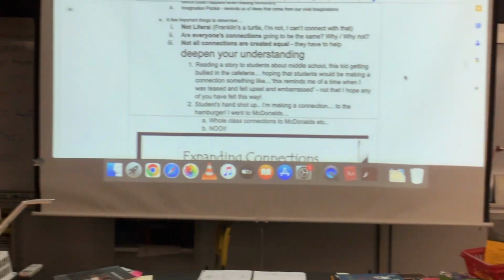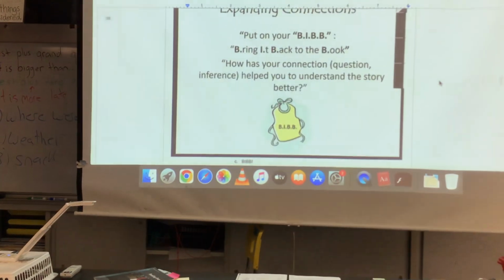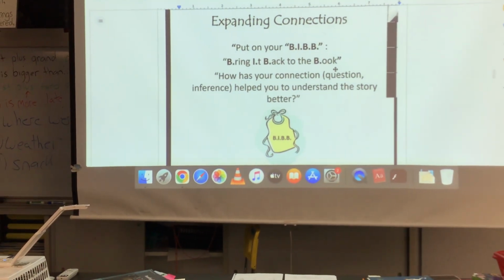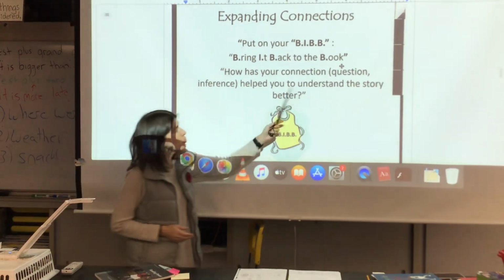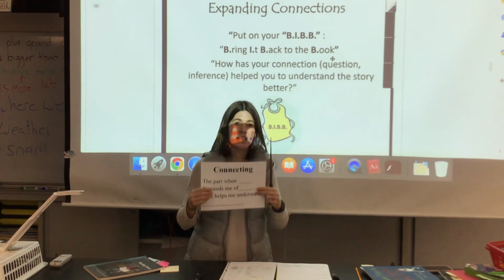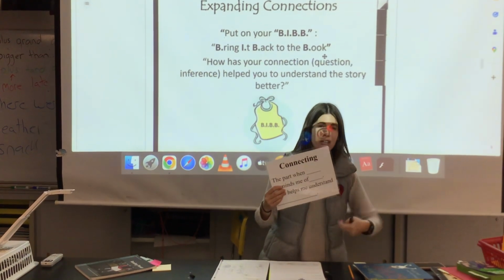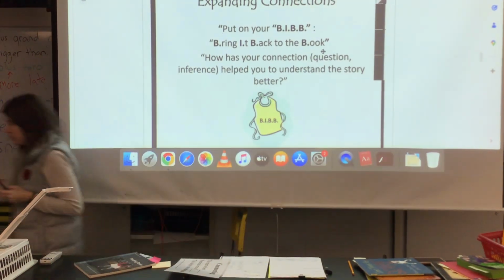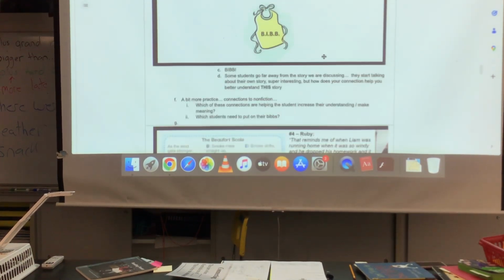So then she came up with this idea of putting on your bib. Bring it back to the book. How has this connection helped you understand the story? And that's why I always make them say this. How did you feel in that moment? So how do you think the character is feeling in that moment? Let's see if there's anything else there.